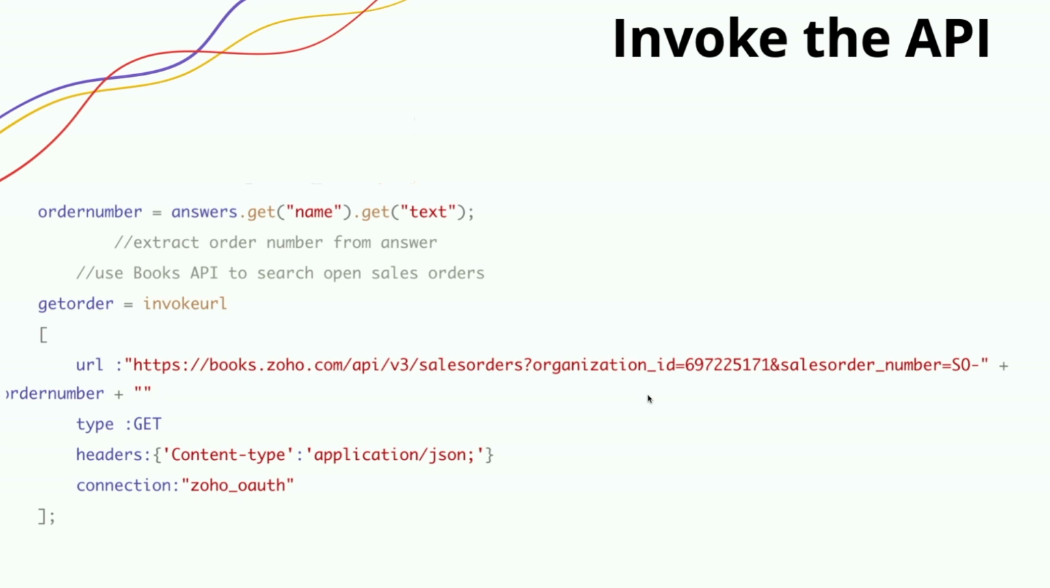So you'll notice in the code, we have order number equals answers.get. What that does is find the variable name and then get the text within that variable. So I'll go ahead and get the order number. And then we have the Invoke URL function. Within our Deluge, we can invoke a URL, and I actually have it right here. It's Zoho Books, our accounting suite. It'll look for that sales order and get all the information about the sales order. You'll notice our type here is called get.